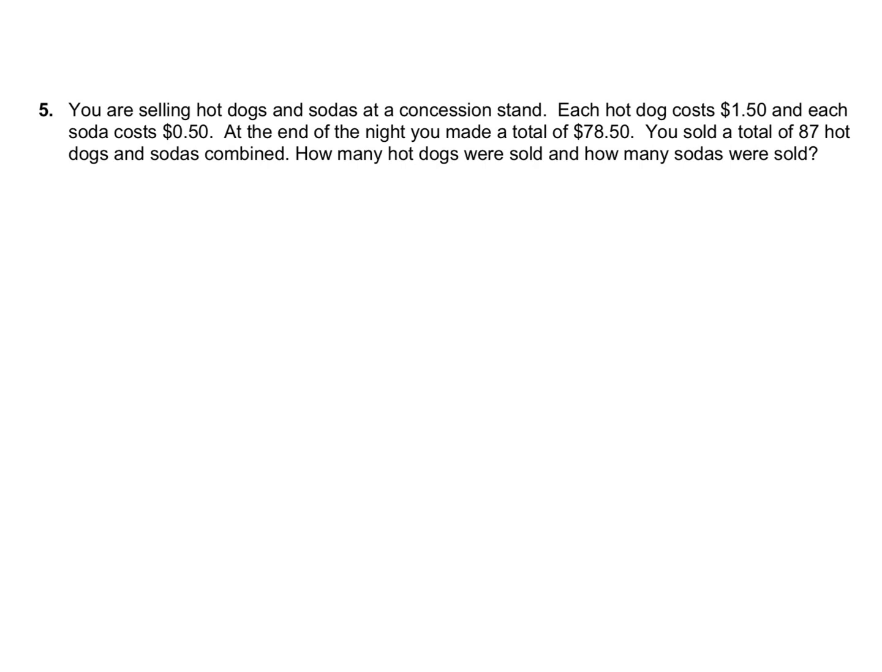Question number 5. You are selling hot dogs and sodas at a concession stand. Each hot dog costs $1.50 and each soda costs 50 cents. At the end of the night, you made a total of $78.50. You sold a total of 87 hot dogs and sodas combined. How many hot dogs were sold and how many sodas were sold? So again, we're going to start by assigning our variables. So we're going to have x is going to be our hot dogs. And our y is going to be the sodas.